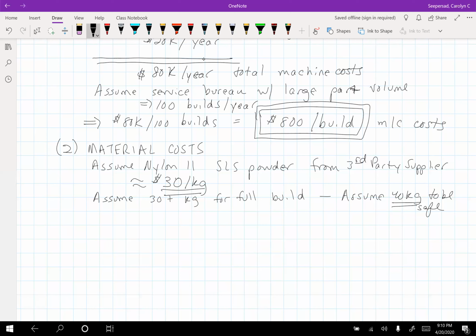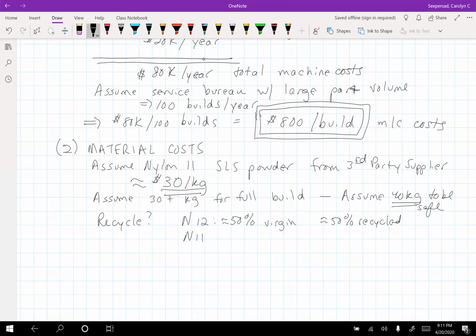Can we recycle? Okay, so for nylon 12, typically yes, we'll do 50% virgin or so, somewhere around that. And then somewhere around 50% recycled.